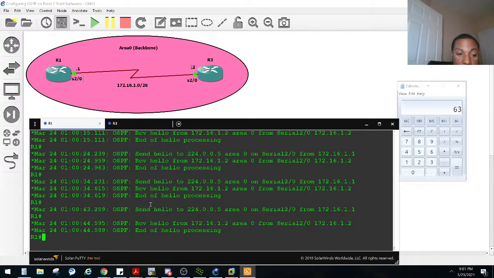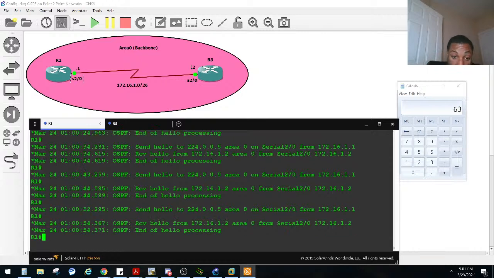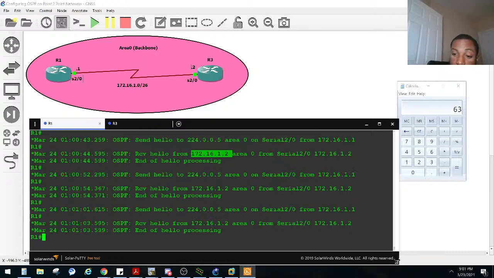224.0.0.5. Let's go ahead and shut that off. Because remember, if you turn on too many debugging messages, it's going to start spitting a whole bunch of crap at you. So you want to turn some off, turn them on, turn them off, turn them on, right? And notice we're sending and receiving hellos from 172.16.1.2, which is that guy right there. So the old guy down the block is answering us, basically, right?